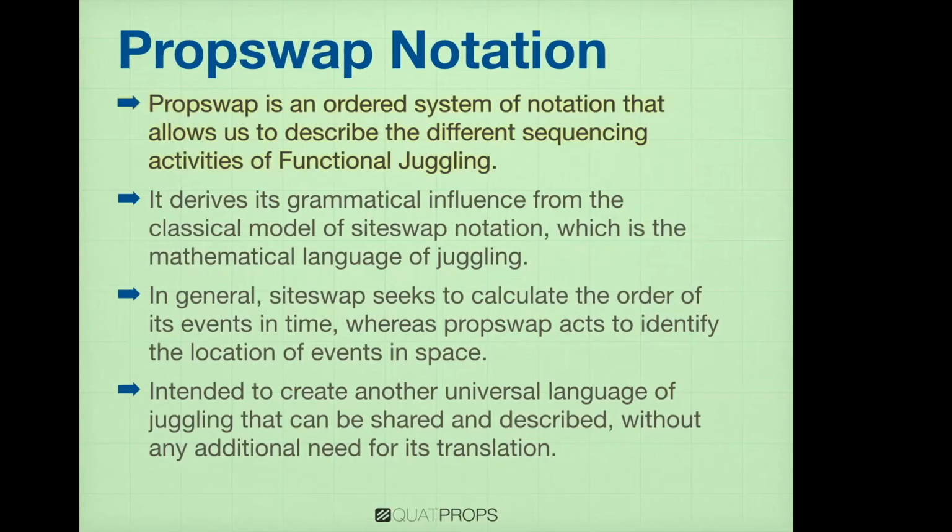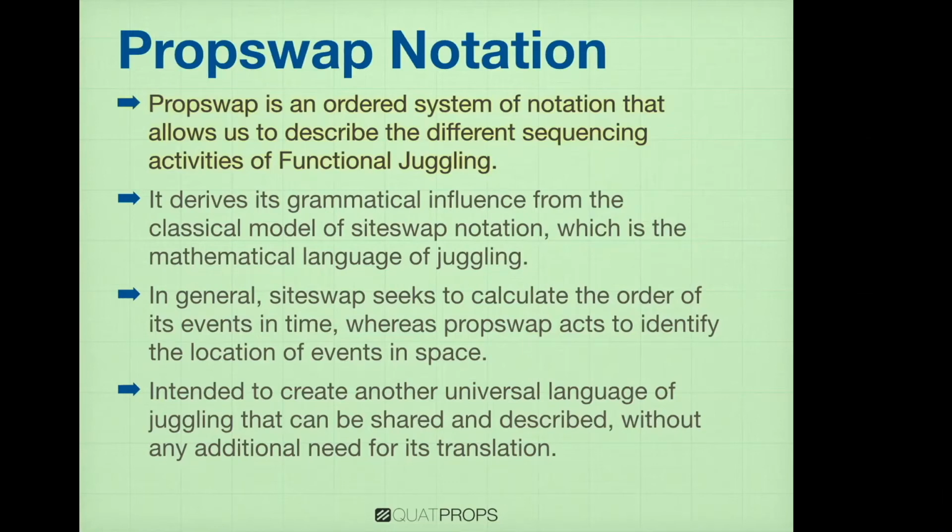Or really it's times 8, because we have 8 formations if you include disassociated, right? So it gets out of control really quickly. So the idea of prop swap is to create an ordered system of notation that allows us to describe the different sequencing activities of spatial sequencing maps.